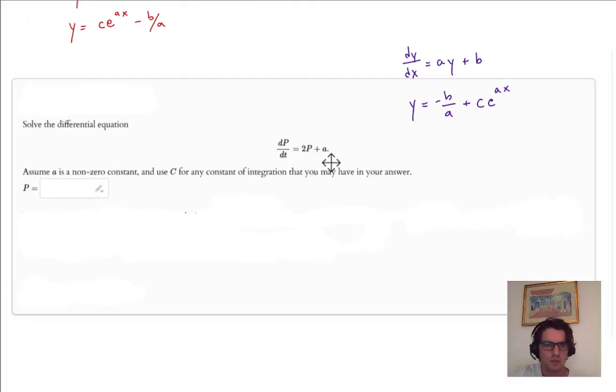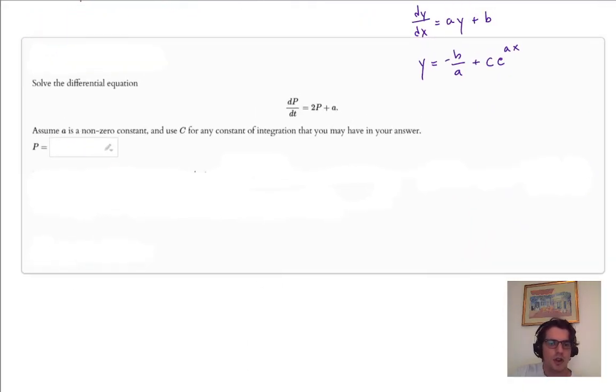Okay, so here we go. Solve the differential equation dp/dt equals 2p plus a. So this looks exactly like the ansatz that we just looked at. So, with p being y and t being x, we can just modify what we've got here. And I don't like that we're using a here and I've used a, so I'm going to change this a to an alpha so that we don't get confused when I'm saying a for two different things.